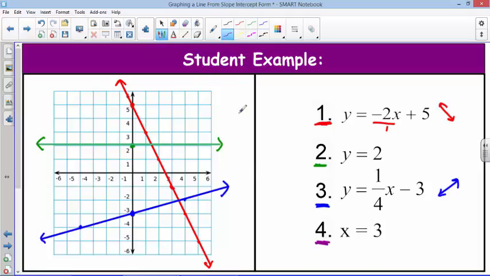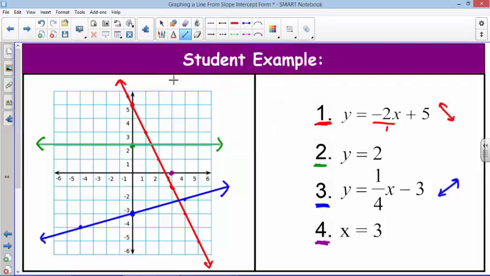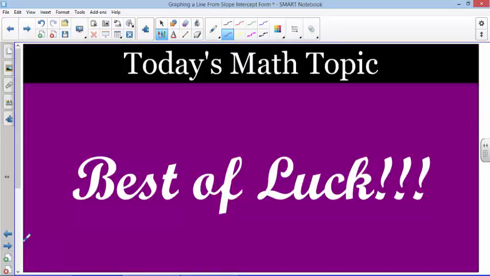Alright, and then my last one in purple, I have x equals 3. So I'll draw a point right there. I know this is going to be an undefined slope, so I'm going to be going up and down. So I'll put this in purple, and I'll draw my line here, and draw my arrow tips. Alright, that's it. So go ahead, try a couple more problems on your own. And like always, I wish you all the best of luck.